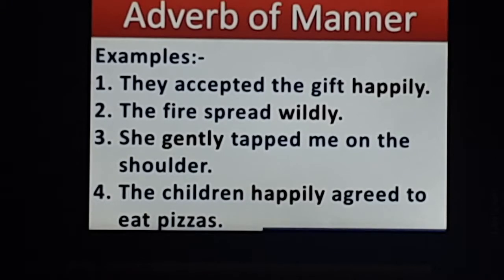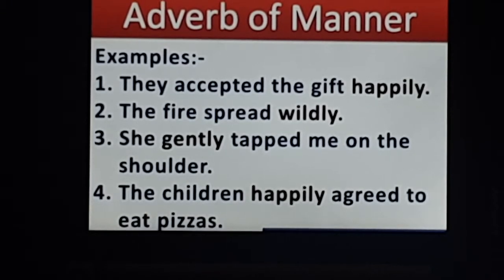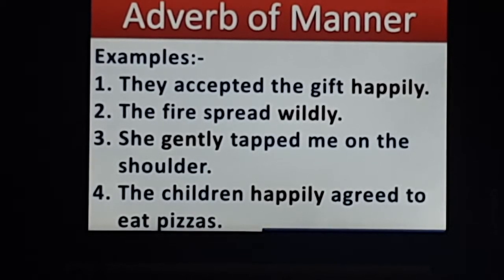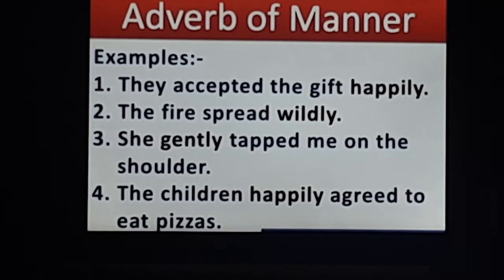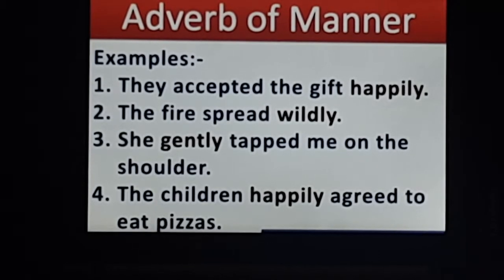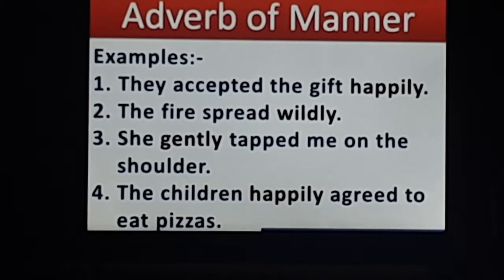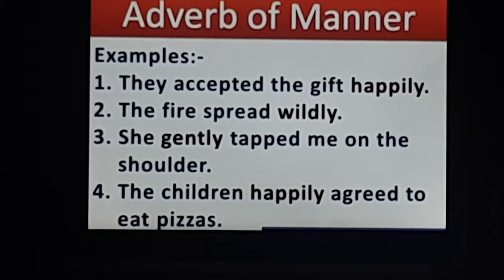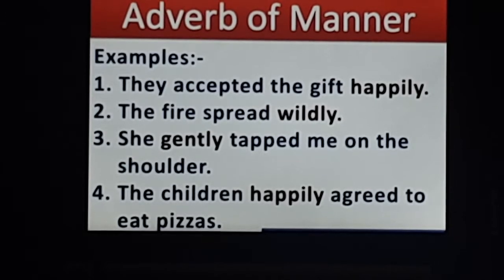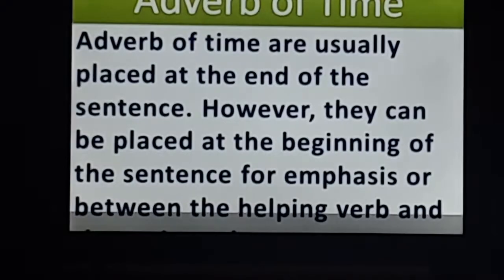The children happily agreed to eat pizzas. Again, here it has been used before the verb agreed, because we want to put emphasis on the word happily, that the children did it happily. So adverbs of manner are usually placed after the verb or the object, or if we want to put emphasis or stress on this adverb, then we can place it before the verb.